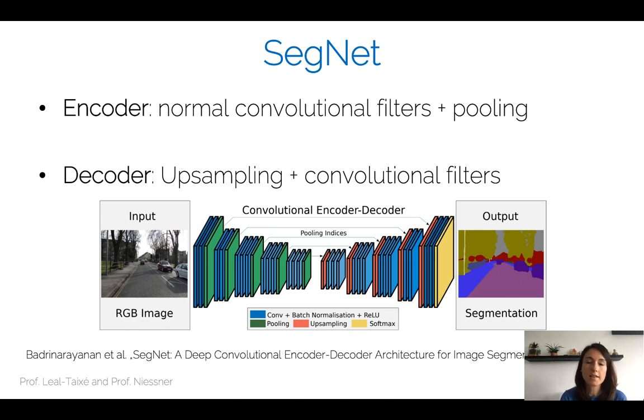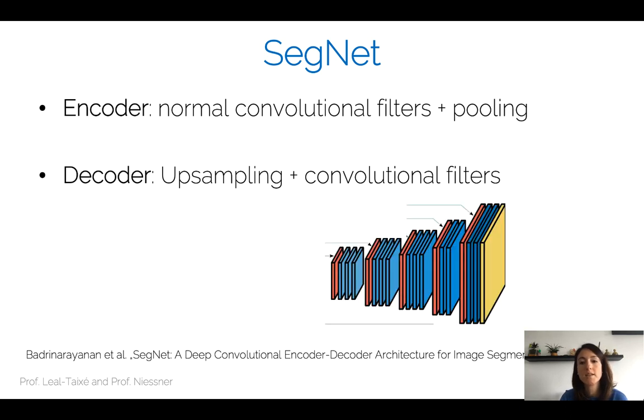Now, as I said, SegNet is composed of two parts, the encoder, which has these normal convolutional filters plus pooling that reduce the spatial size, and the decoder. And the decoder is exactly the opposite. It's the upsampling plus convolutional filters.